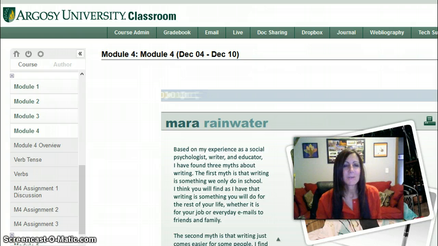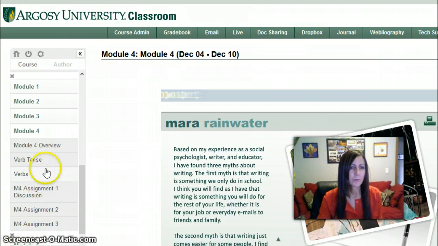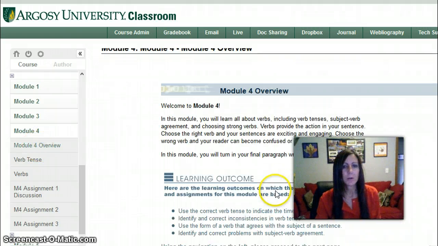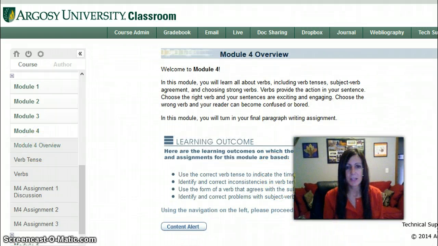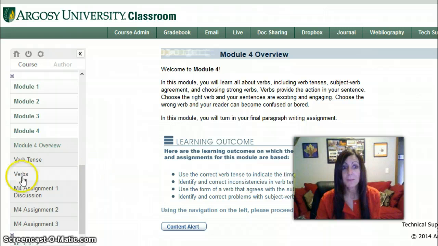Okay, so what else are we looking at this week? When I look at our M4 work, our overview as far as learning outcomes are to use the correct verb tense, identify and correct inconsistencies in verb tense, use the form of a verb that agrees with the subject, so subject-verb agreement going on there, and then we'll work on identifying and correcting problems with subject-verb agreement as well.